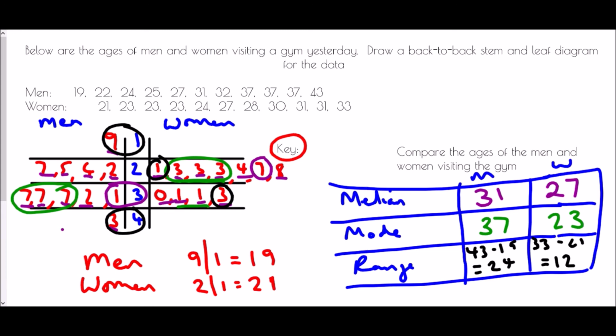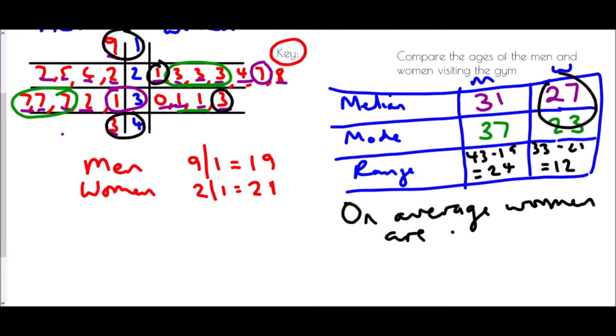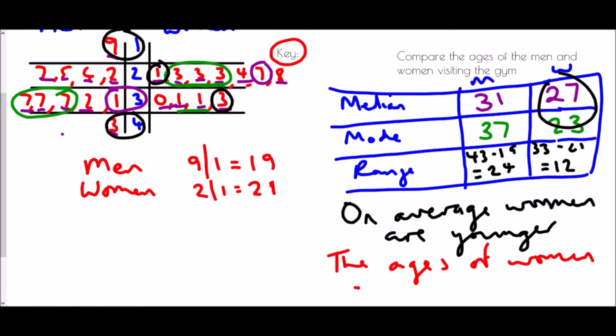And so now my comparison. If we look at the averages, the women's average for mode and median is lower than the men. So we can say that on average, women are younger. And then based on the measure of spread, the range, the women's range is lower. Now what that means is it's more consistent. So the ages of women are more consistent. And so we've compared the men and the women by using averages and a measure of spread.